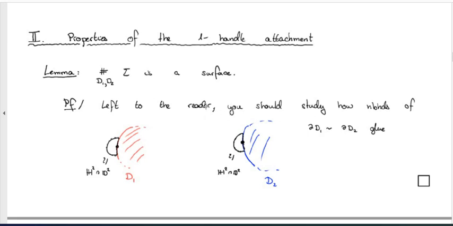But I'm going to give you the idea, so let's draw it here. Let's say I have D1 here, and I have D2. We can assume that D1 looks like the unit disk in R2, and D2 looks like the unit disk in R2 as well. So what we can do is take a piece of the boundary here that is identified with another piece here and find a little neighborhood.